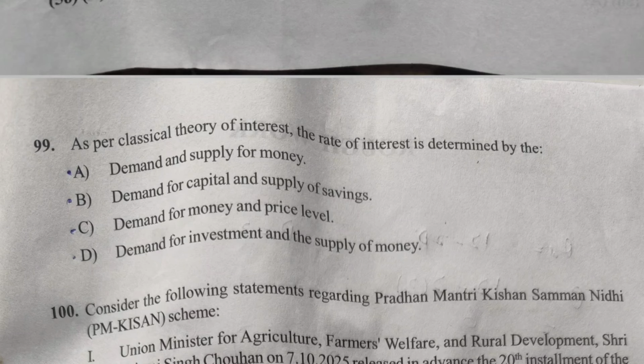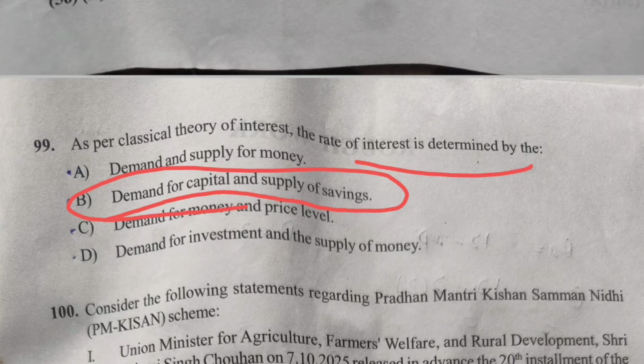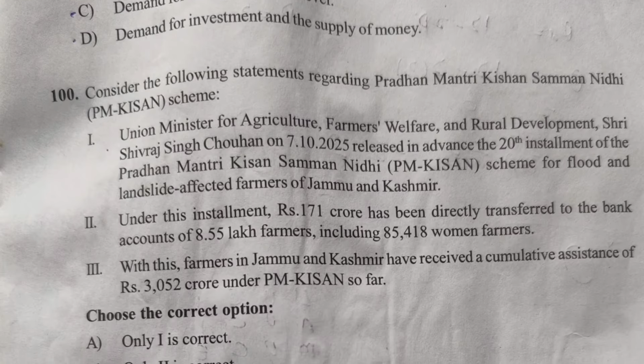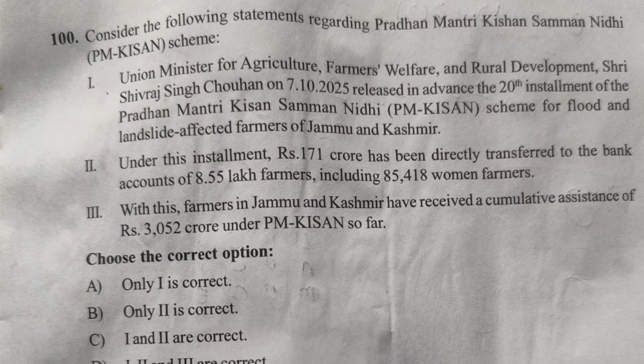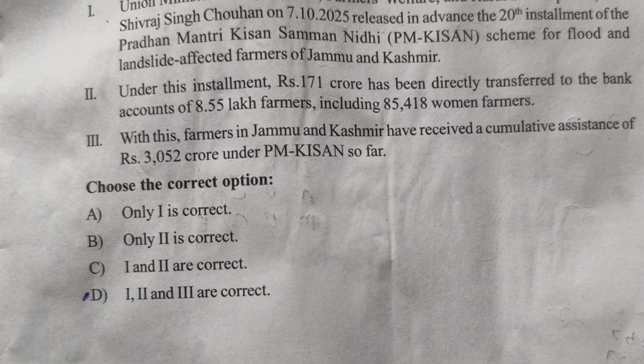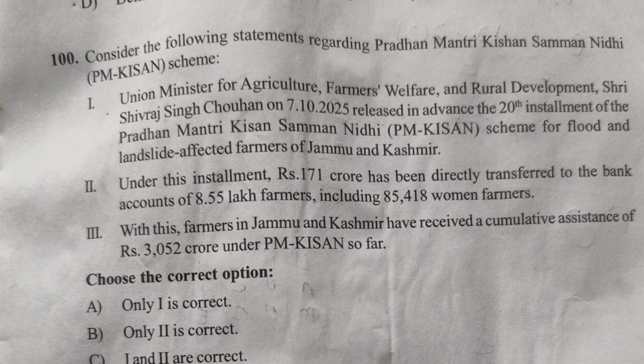Then, as per the classical theory of interest, the rate of interest is determined by demand for capital and supply of savings. This should be correct. Then the question is about the PM Kisan scheme. I don't know about this, so I cannot answer it.